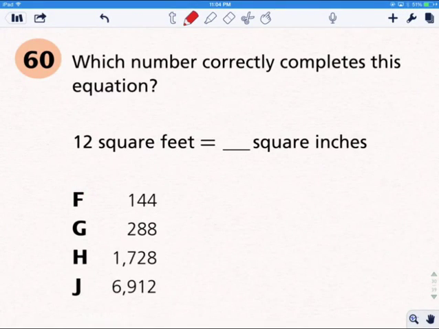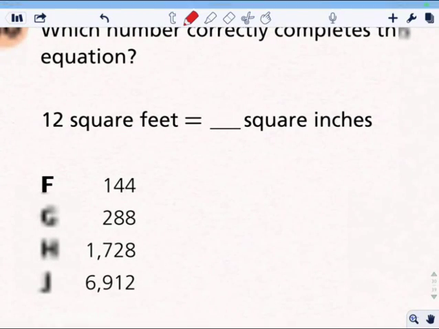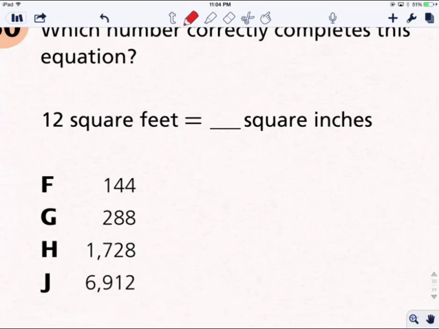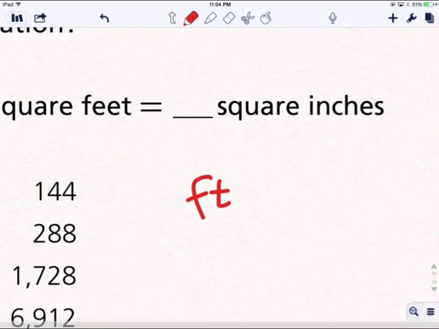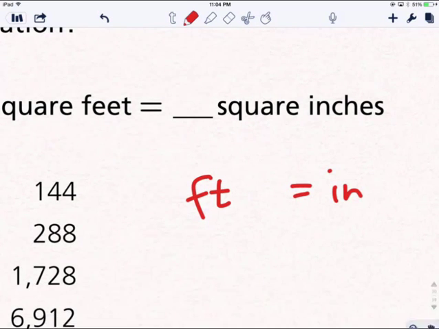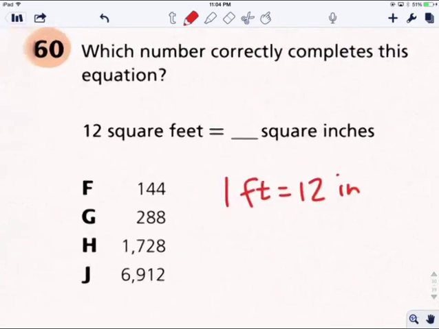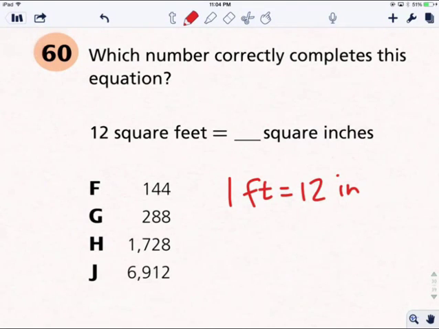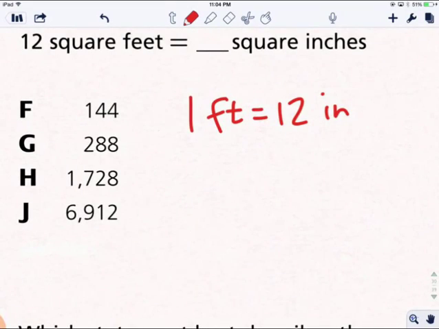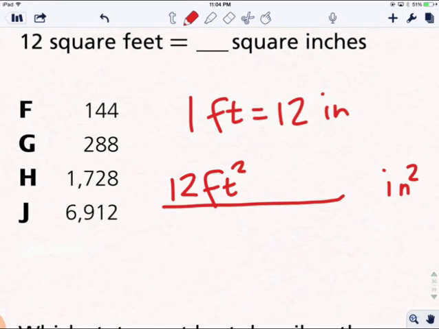Number 60. We are asked to convert 12 square feet into square inches. This is a train track type of problem. The conversion factor that we're going to need to know is the relationship between feet and inches, which you guys know. There are 12 inches in 1 foot. However, we are dealing with square inches and square feet. So how's that going to change things if we try to convert 12 square feet into square inches? Do you guys remember the difference?